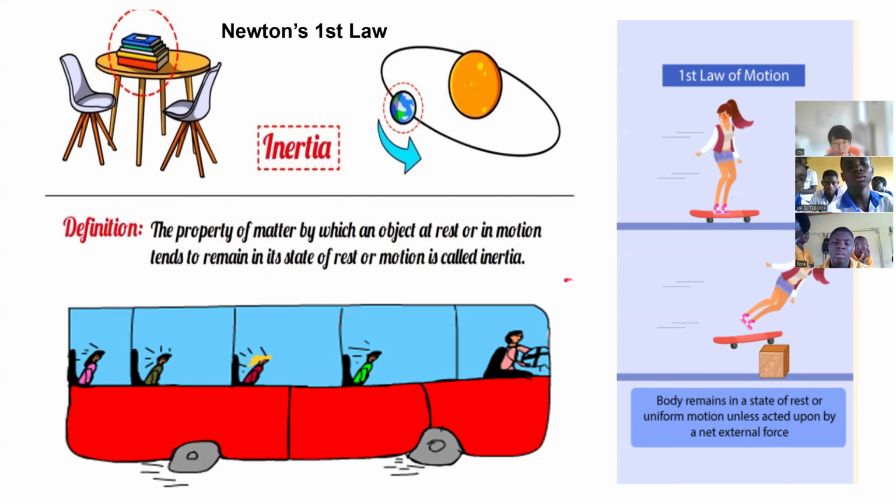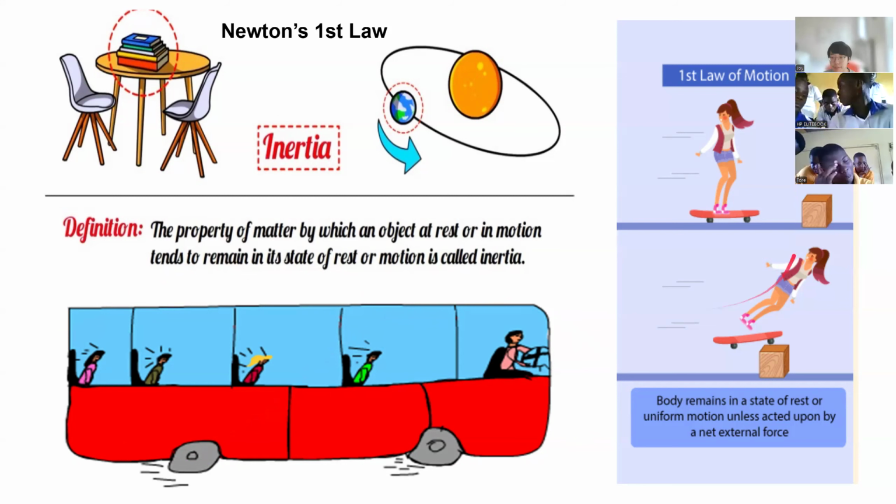This bottom picture, we have talked about it before. A bus suddenly stopped, and since the people inside the bus were moving, they still want to move. They still have the tendency to move. But if the bus suddenly stops, their body will move forward because the bus suddenly stopped. And before that, everyone was in motion.